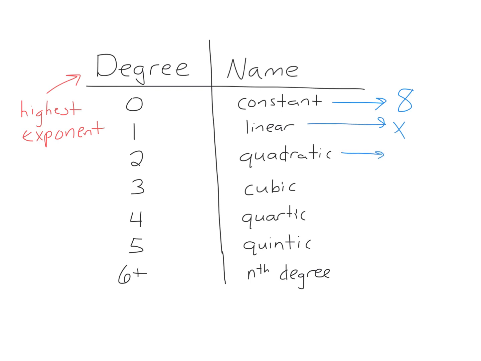Quadratic, our exponent is 2. Cubic, our exponent is 3. Quartic, our exponent is 4. Quintic, 5. And this one would just be x to whatever power. So if you ever see x squared, you know that that's quadratic, if that's the highest degree.